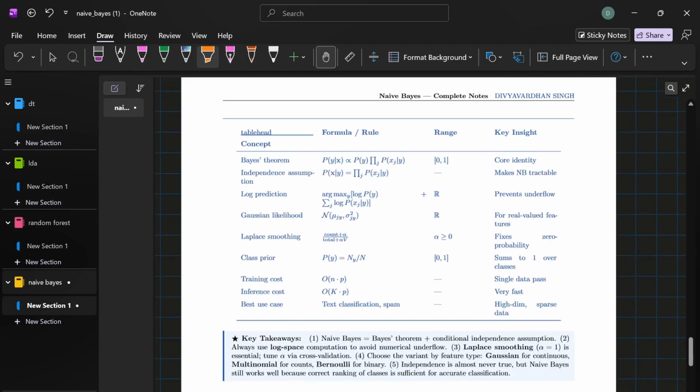Okay, so here are some of the key takeaway points, and here we wrap up the lecture.